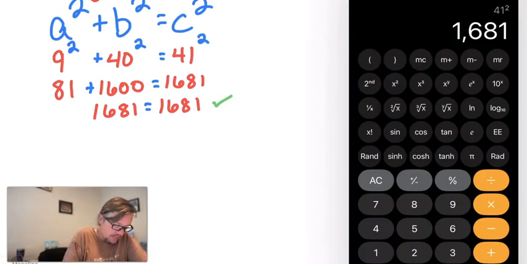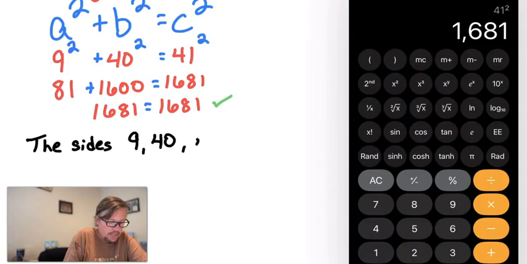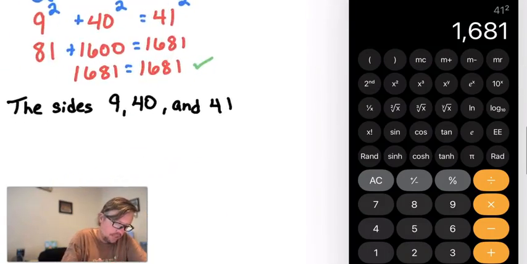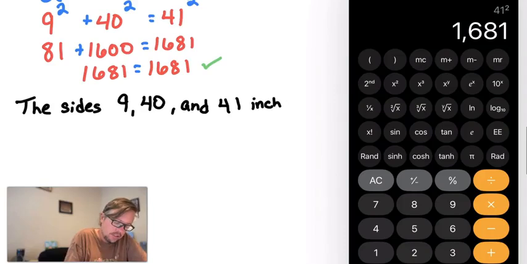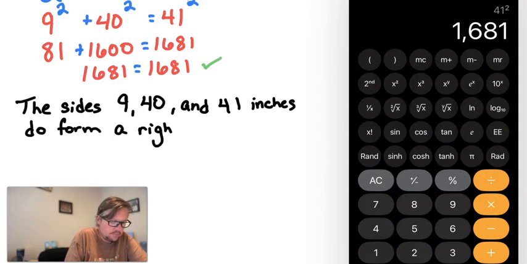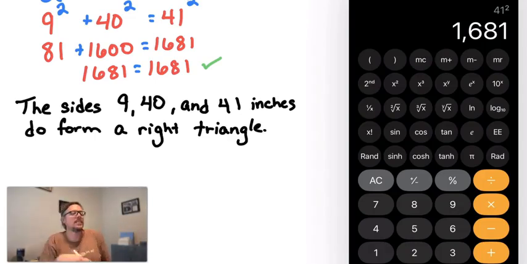So we could say the sides 9, 40, and 41, and I forgot if we had a unit, inches, do form a right triangle. I can spell triangle. Triangle starts with a T, kids, not with an R. Triangle. The sides 9, 40, and 41 inches do form a right triangle.